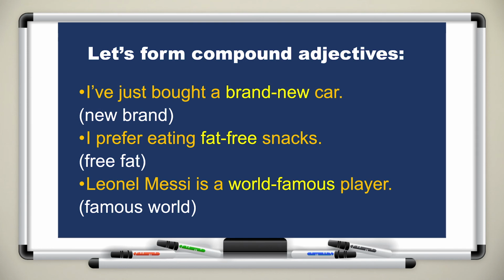The second sentence is, I prefer eating fat-free snacks. So the word fat-free is a compound adjective. As I said, it has two words, fat and free, combined together to create a compound adjective describing the snacks. The last example is, Lionel Messi is a world famous player. When I combined the two words, famous and world, I made it a compound adjective as world famous player. It's very simple and very clear.